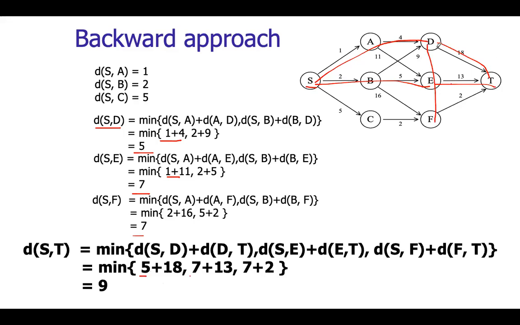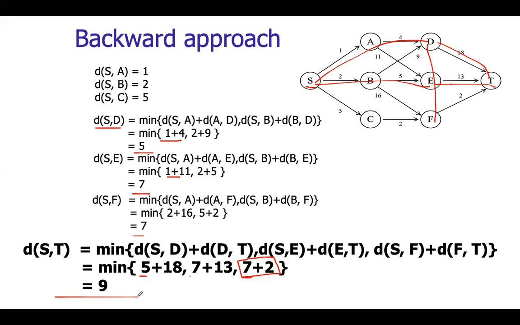Now we also know the distance from D to T, E to T and F to T, that is 18 plus 13 plus 2. Minimum among all these things is 7 plus 2. Okay, 7 plus 2. That is the minimum distance from S to T. Either forward approach or backward approach, you will get the same result. Okay, you should get the same result.